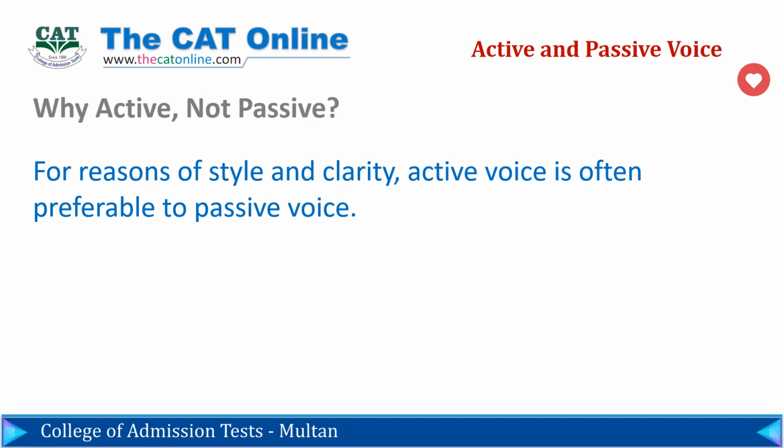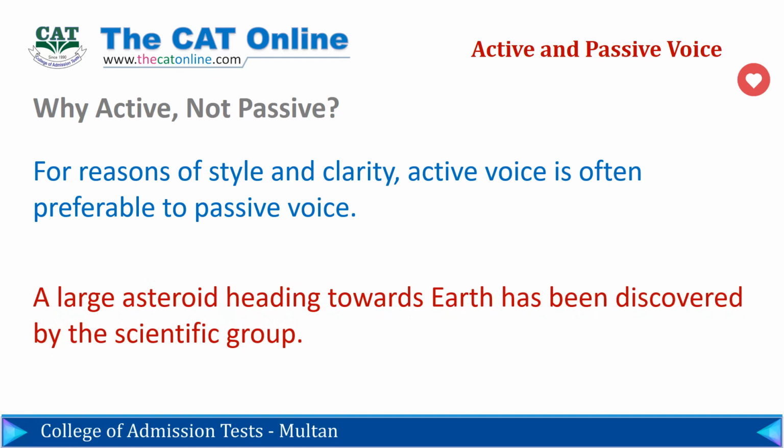Many scholars aren't very good writers, even if they are, say, brilliant thinkers. We can imagine, for instance, a committee of well-meaning scholars yielding this rather dry pronouncement. A large asteroid heading towards Earth has been discovered by the scientific group. The sentence contains some pretty important information, but this sentence, because it's passive, doesn't put the important information to the forefront. It also lacks immediacy. So how do we fix this?